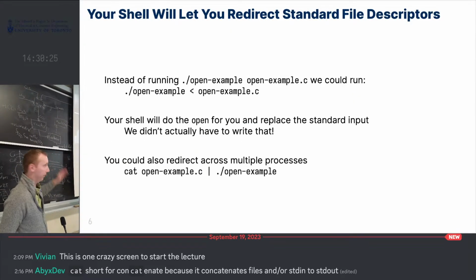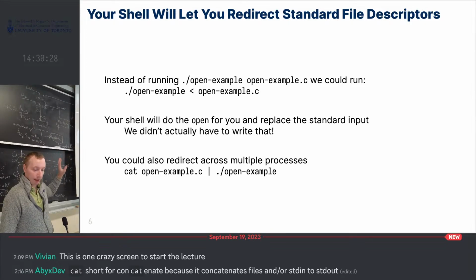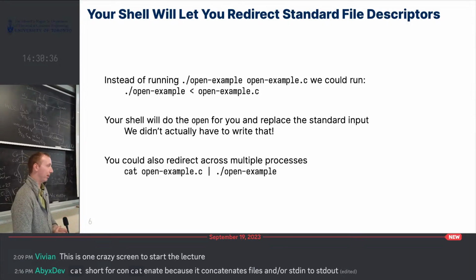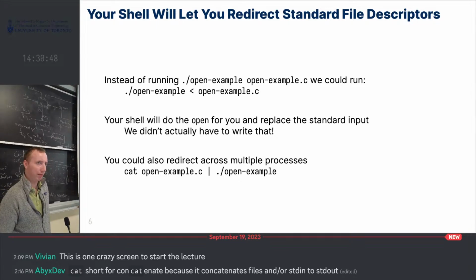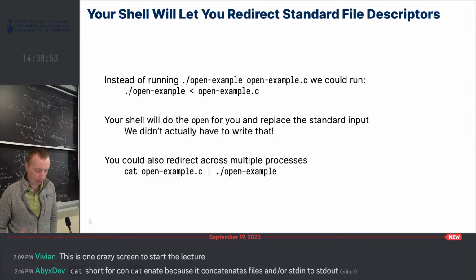So here's what we saw: the shell lets you redirect the standard file descriptors. I didn't actually have to write a program that did any open system calls. If I'm just using file descriptors 0 and 1, I can just let my shell replace them for me. I don't have to write any additional code. If you want a program to start using files instead, you don't have to modify it. You just use shell commands.